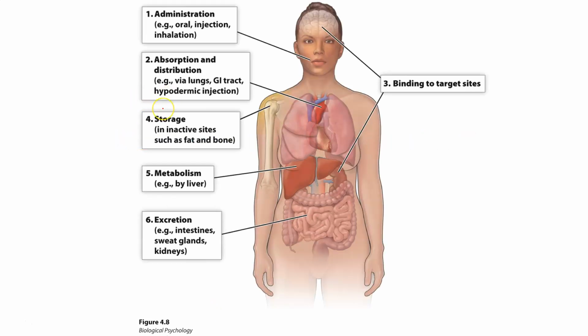So their drug action depends on a variety of different factors, one of which is how the drug is administered, how quickly it gets absorbed and distributed throughout the brain. Does it have sites in the body where it can be stored, where it's not doing anything but just kind of hanging out? Sites like fat and bone. How quickly does it get broken down? How does it get excreted? These 6 factors influence how well a drug can bind to its target site to produce its effect.